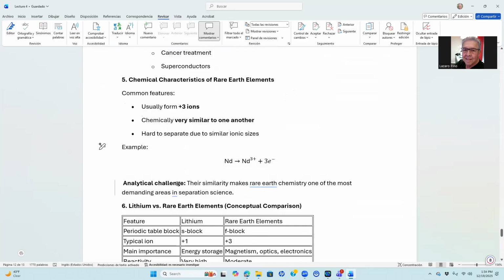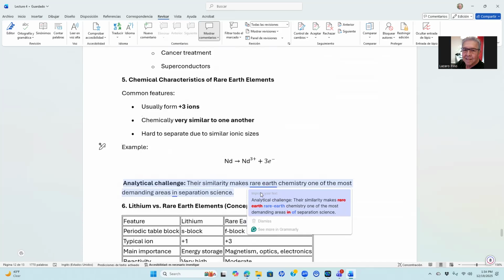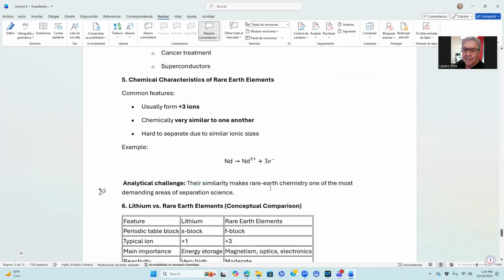What is the analytical challenge? Well, they are similar, and they make what we call the rare earth chemistry, one of the most demanding areas of separation science.